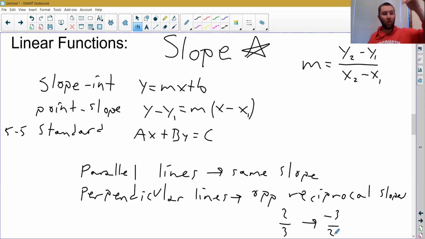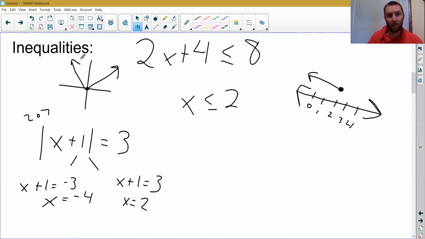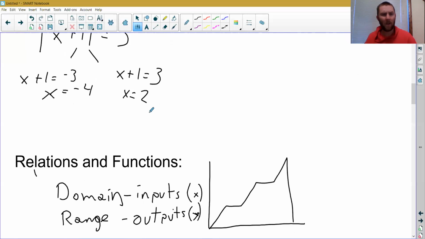That was section 5.1, and then 5.3, 4, and 5 were the slope-intercept form, point-slope form, standard form, parallel lines, perpendicular lines was section 5.6. Okay, and then there we go, section 5.8, according to my table of contents. That's where we graphed absolute value functions. That was these guys right here. So that was section 5.8. Doesn't matter, don't worry about it.